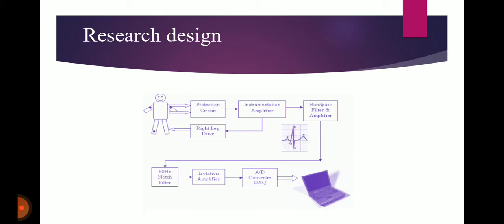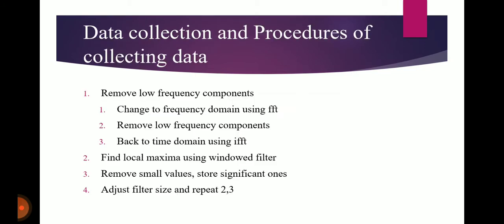The low pass filter is used to remove high frequency, and the high pass filter removes low frequency components such as motion, respiratory variation, and the baseline. And we set the notch filter frequency to about 60 hertz, and with the help of ADC we can convert it into digital signals. Moving toward data collection and the procedure of collecting data.